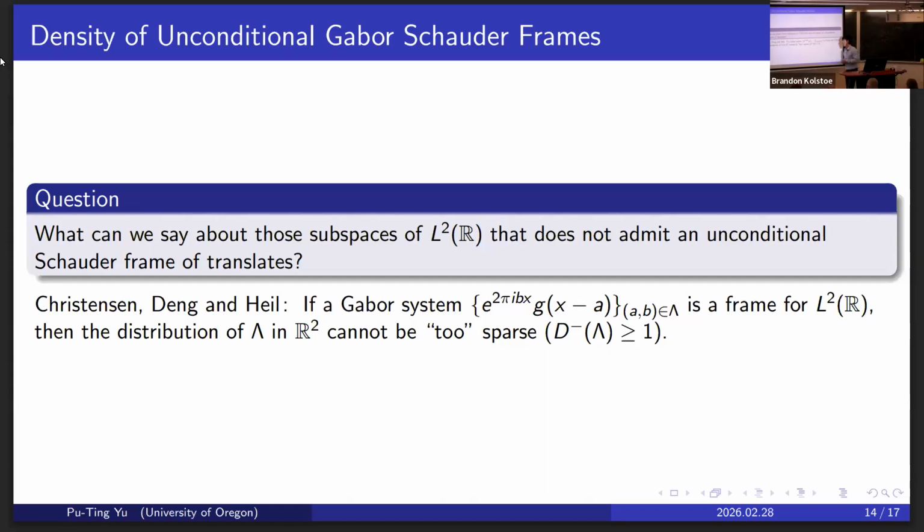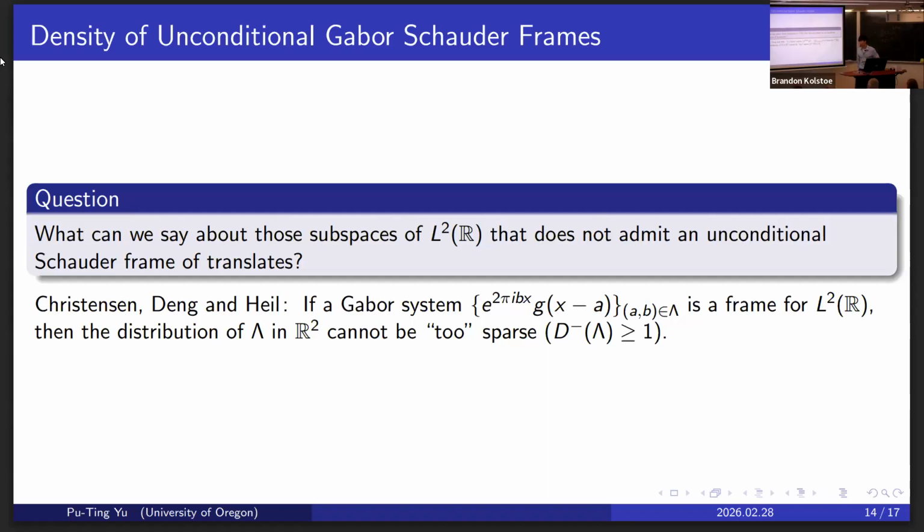But the thing is, when I try to utilize this idea to do something on subspaces, this method kind of completely breaks down, because you can imagine you can always find a Gabor system with 0 lower Beurling density which forms a frame for its closed span, right?